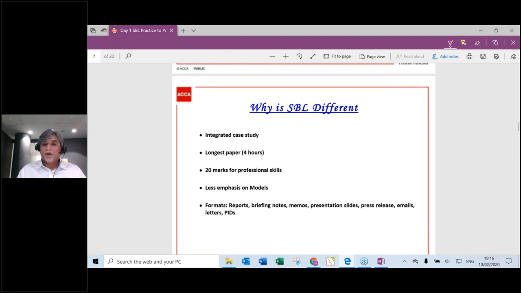And lastly, what's different about SBL is there are so many formats. There's a report format, which I'm pretty sure you have been using in other subjects. There are briefing notes, there are memos, and then there are presentation slides. My God, have you made a presentation slide in any other ACCA subject? Welcome to SBL. You will be making slides. Every attempt there is a presentation slide which you have to draw. There will be a press release which you need to draft, emails and letters, and project initiation documents.